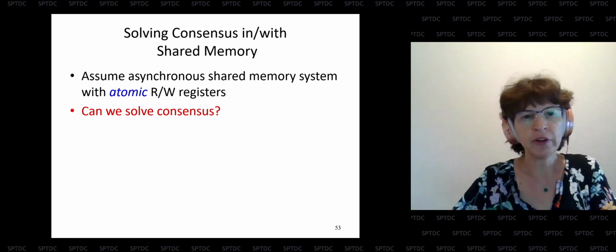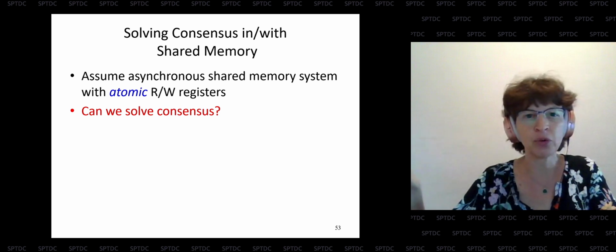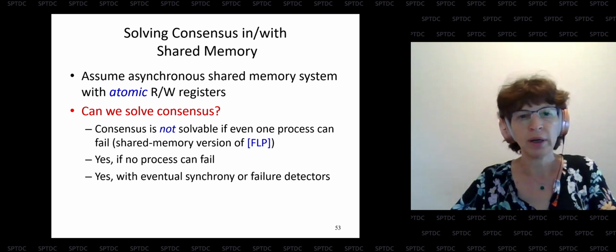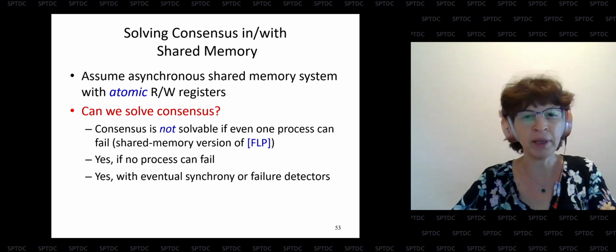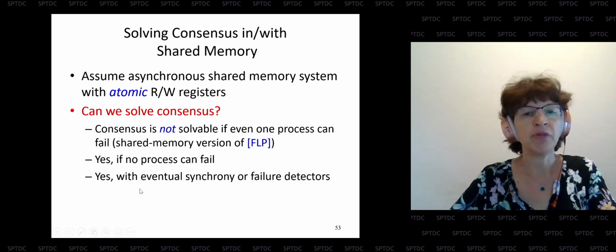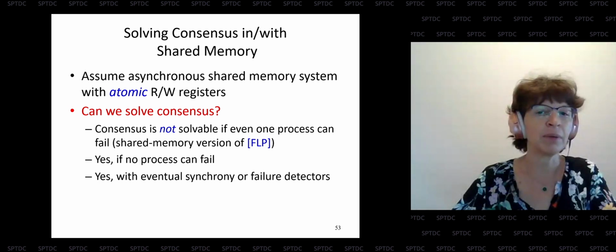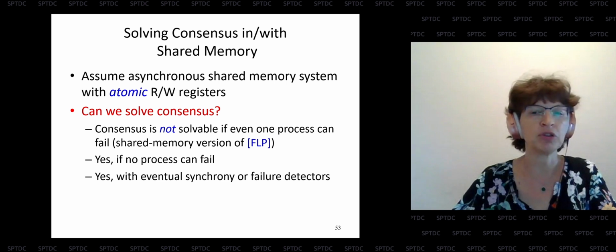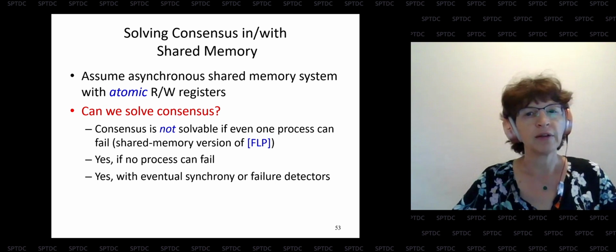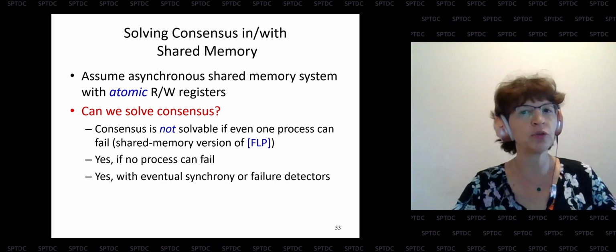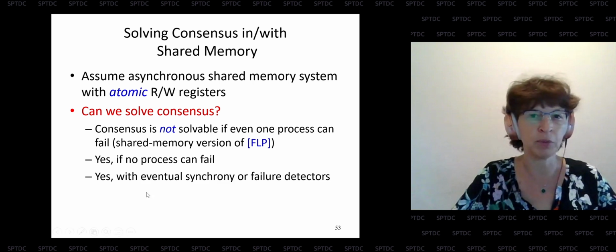So here, the starting point for this is the end of the previous half. We have an asynchronous shared memory system. We already have the atomic read-write registers, which we saw we can emulate. Can we solve consensus? We already discussed the answer to this. The answer is no. Consensus is not solvable. This is the shared memory version of FLP. It's not solvable if there are failures, but it is solvable if we have eventual synchrony or failure detectors. And this is what we're going to do now. Now we're going to add back into the system what we need in order to make consensus solvable, which is the eventual synchrony or the failure detectors, and we're going to solve consensus, but instead of doing it directly in message passing, we'll use the shared memory building blocks that we already have in order to solve it in shared memory.